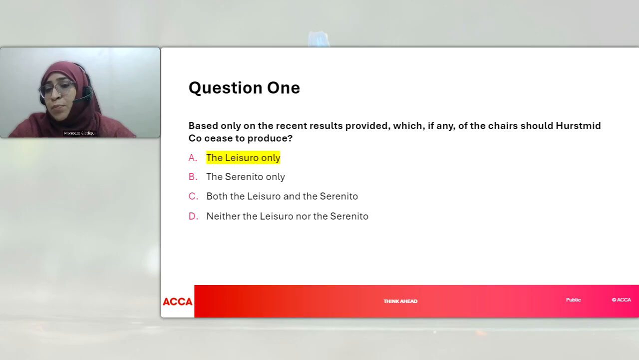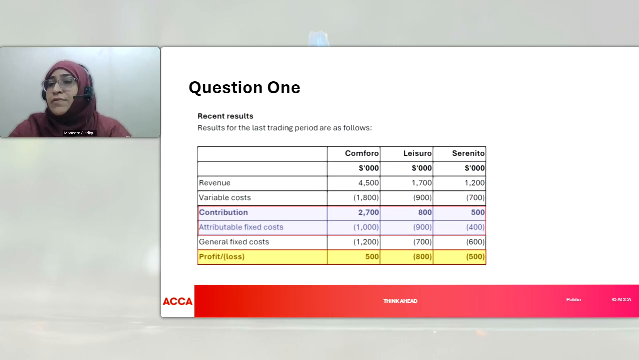Now, the key point over here for this particular question is that when you refer to the relevant information in the scenario, it's very tempting to go for the most obvious answer, the apparent information. If you refer to the table that should be visible to you on the screen right now, we've got the performance of the 3 different chairs. So we've got Comforo, we've got Leggero, we've got Serenito.